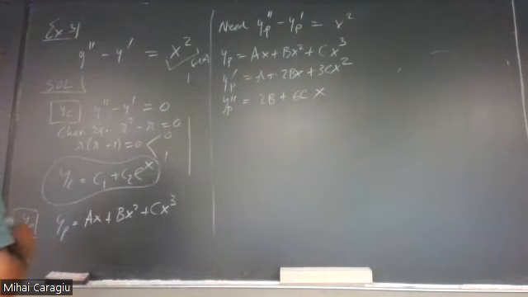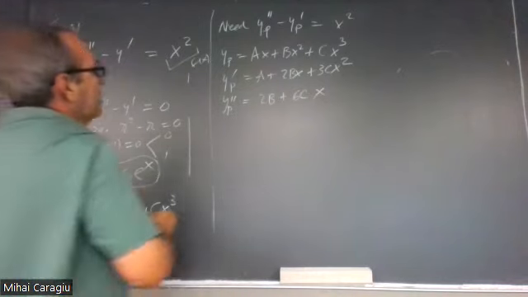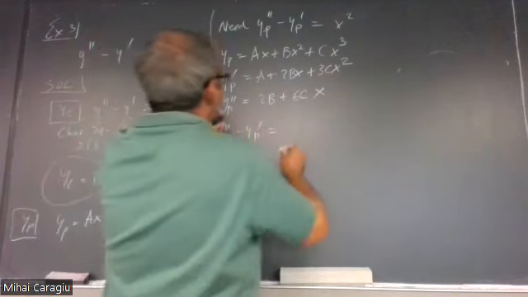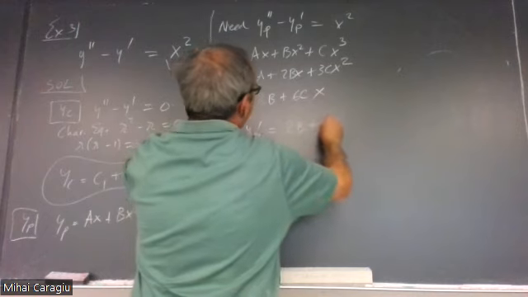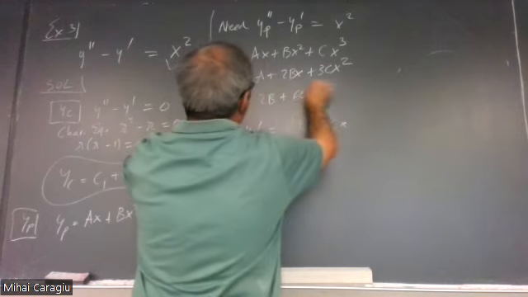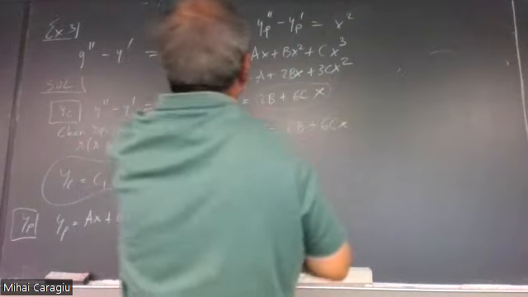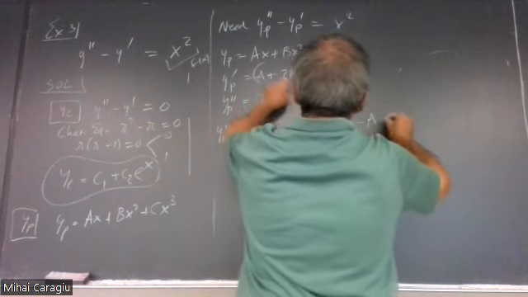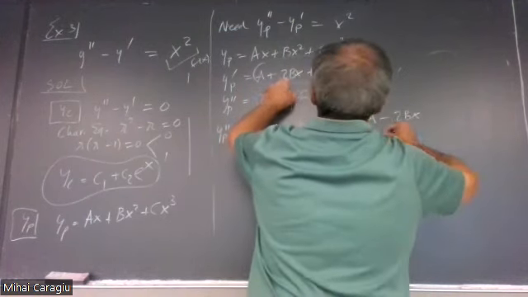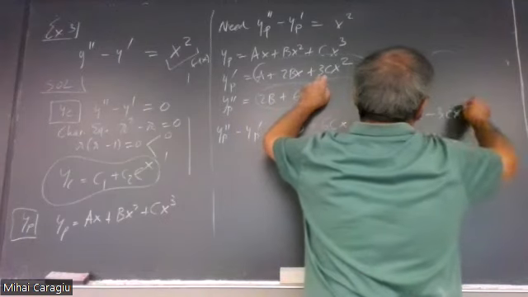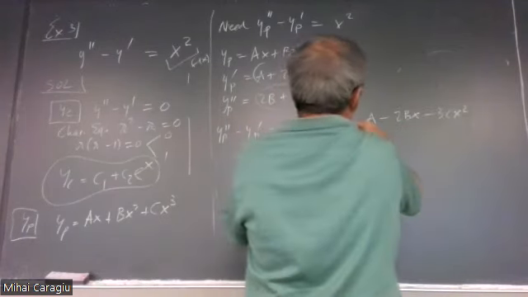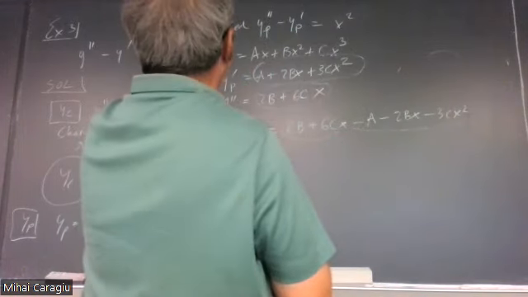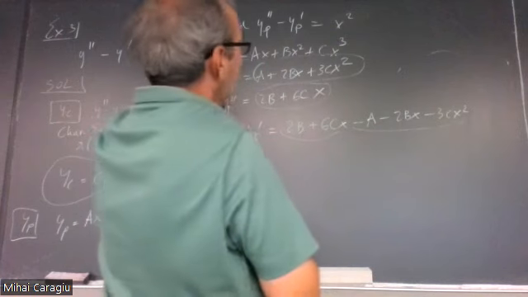Okay, now what does it mean yp second minus yp prime is x squared? So yp second minus yp prime equals 2b plus 6cx is yp second, minus yp prime, so minus this. So minus a minus 2bx minus 3cx squared. Okay, yp second minus yp prime, this should be x squared.